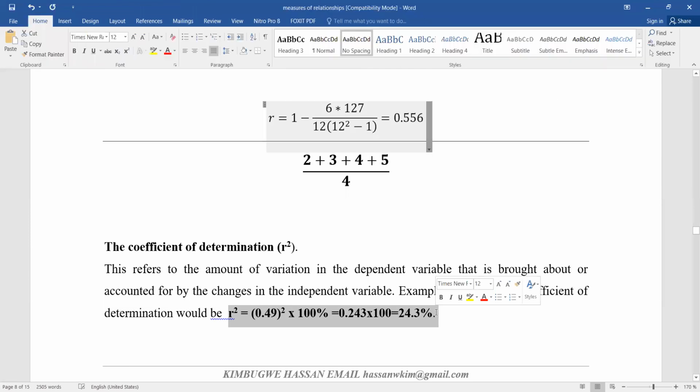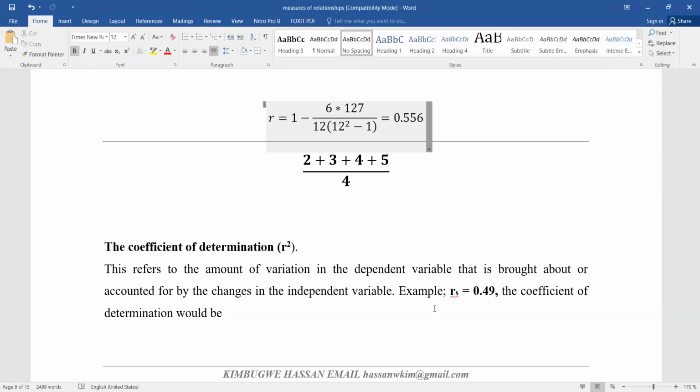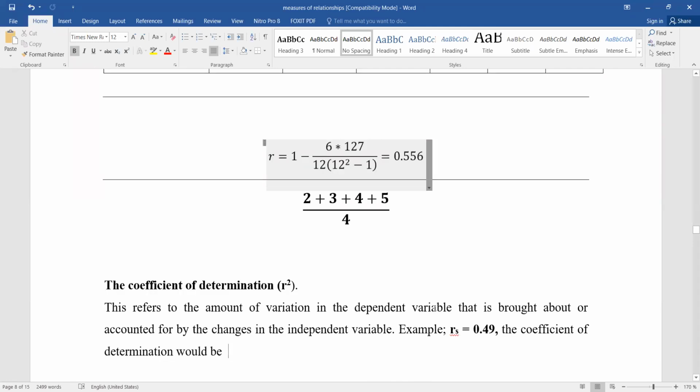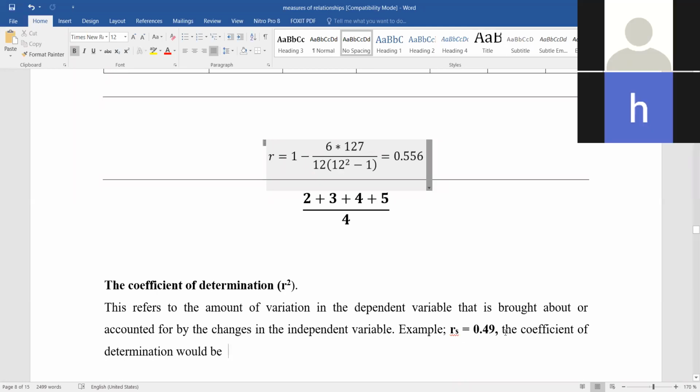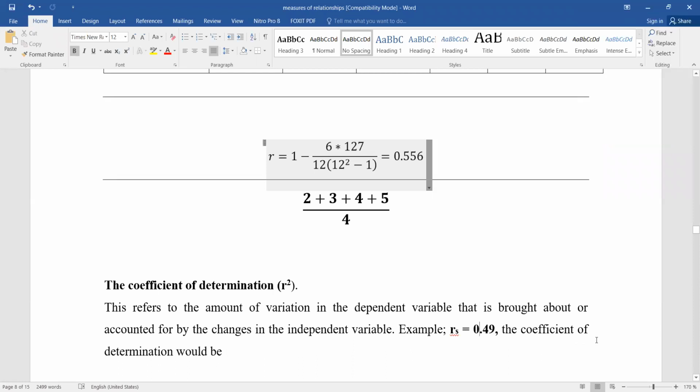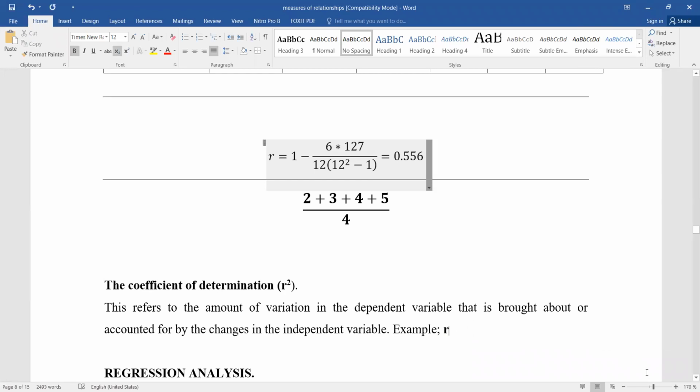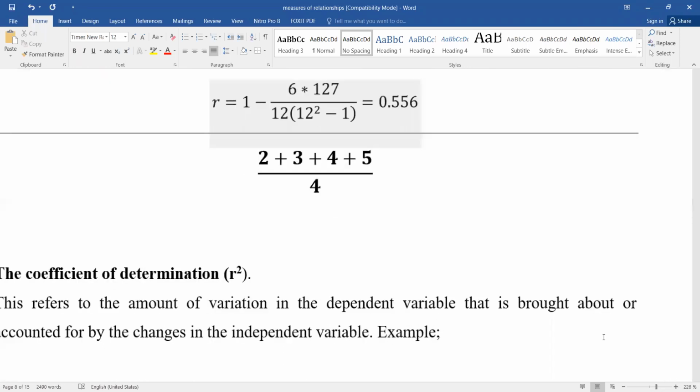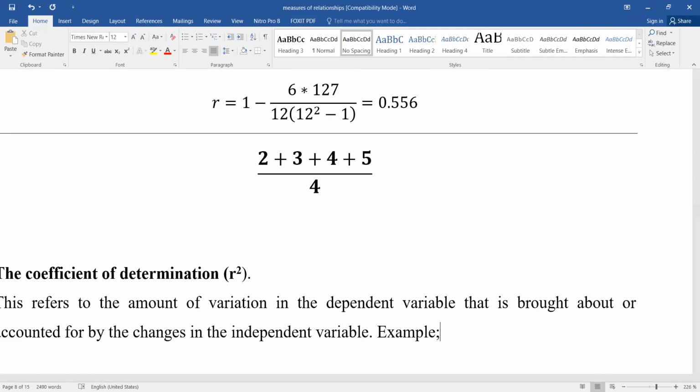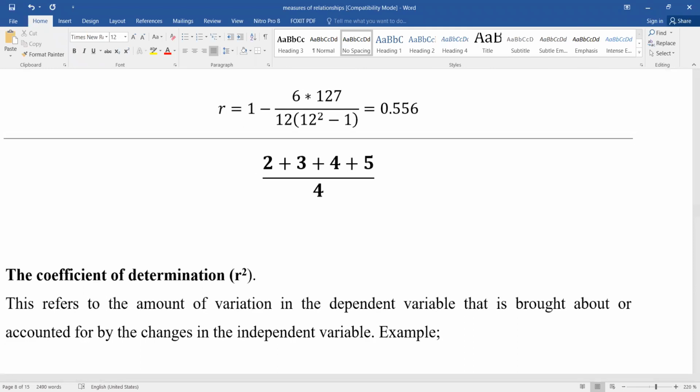The coefficient of determination. Now, this refers to the amount of variation accounted for by changes in the independent variable. So sometimes you may be interested in getting to know how much of the changes are being brought about by the independent variable. And that only applies to the first example.